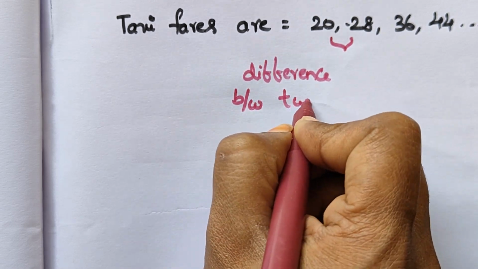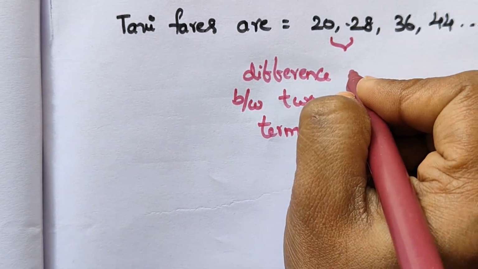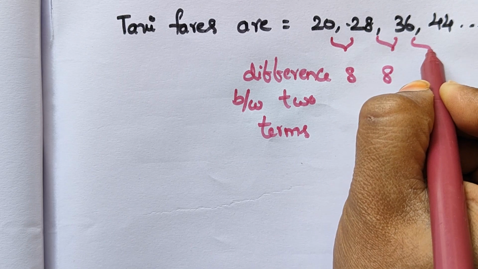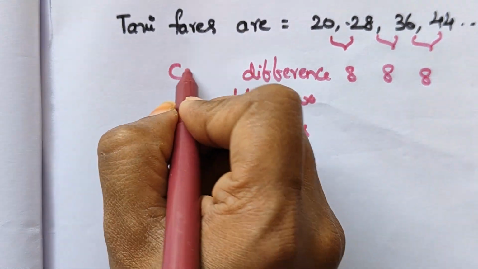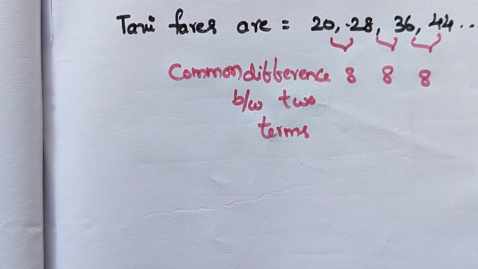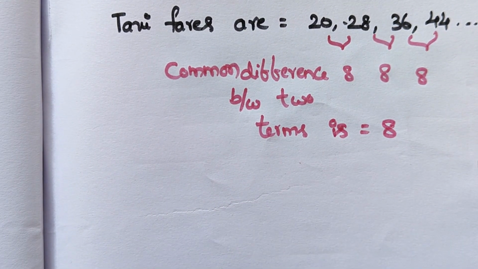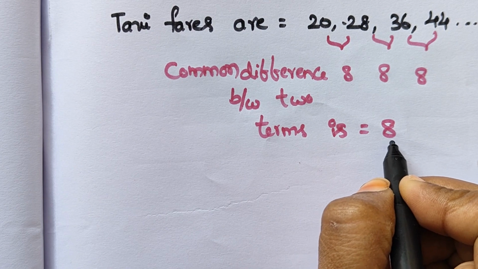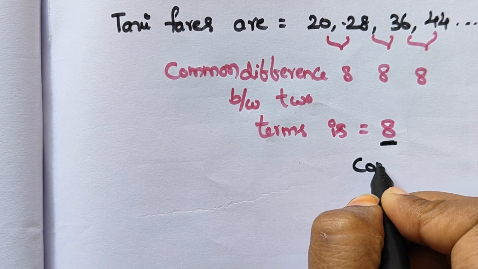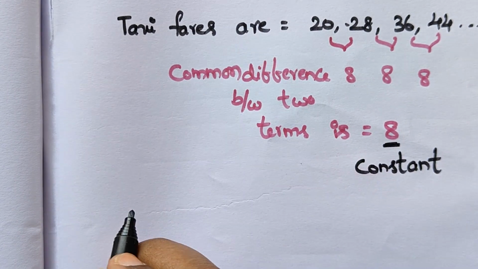First we have to check the difference between two successive terms. 20, 28, 8 is the difference. 28, 36, 8 difference. 36, 44, 8 difference. The difference is common. There is a common difference between two successive terms which is 8 rupees. Therefore, the list of taxi fares make arithmetic progression.